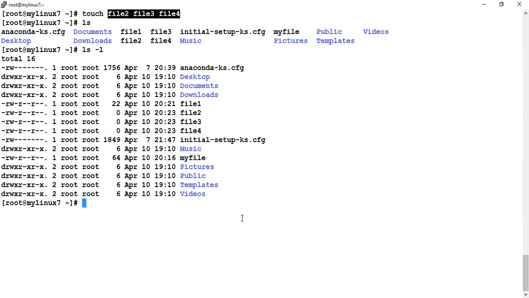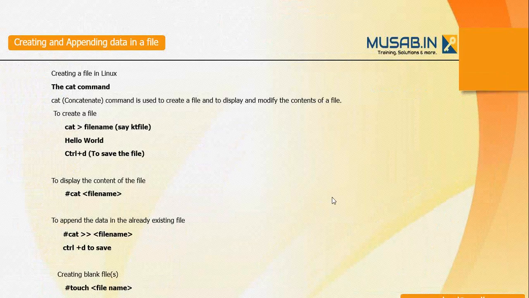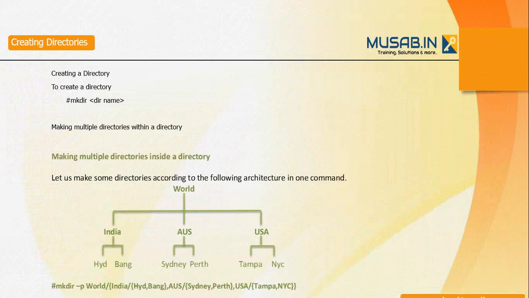Similarly guys, I would like to create directories also. To create a file, I have used the command cat. Now I'd like to create a directory. To create a directory, we've got a command make dir or mkdir and the directory name.